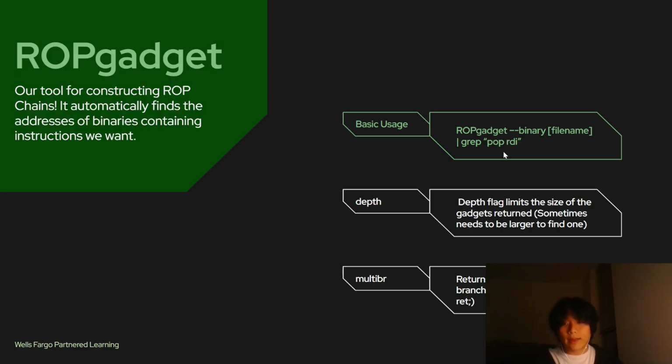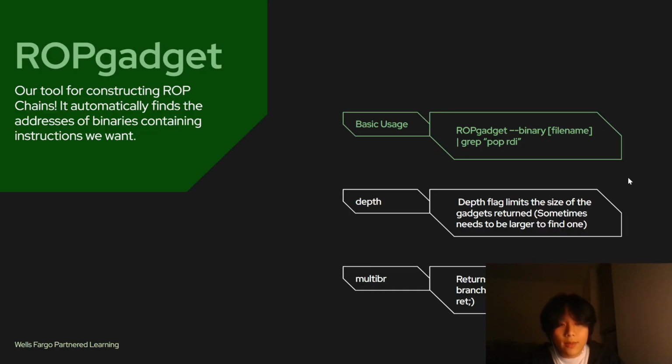Some other useful flags that we're going to use, we have the depth flag, which will limit the size of the gadget's return. For example, if we do like depth 2, it's just going to look for that specific instruction followed by a return. But sometimes we're not always going to find the instructions we're looking for in just a convenient sequence of 2. So we might need to expand our search space to like depth 3 or maybe depth 4. And we'll go over what that'll affect when it comes to constructing our actual attack.